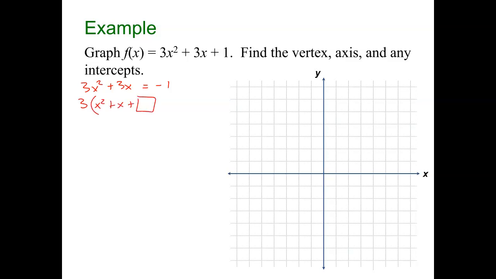Let's put our box in. Boxes. What else do I have to do on the right side? Multiply by 3. Multiply by 3. Good. Thank you. Now what? B over 2 squared. And B value 1. What's 1 over 2 squared? 1/4.